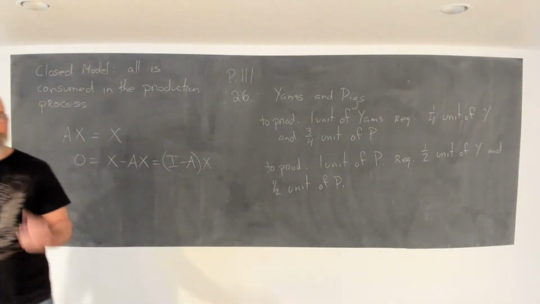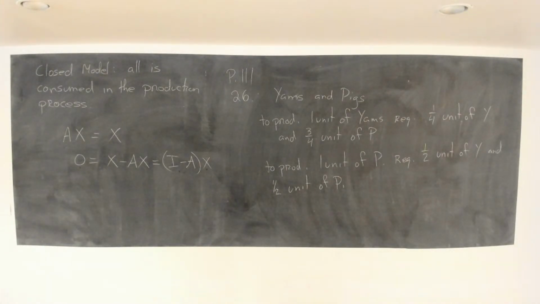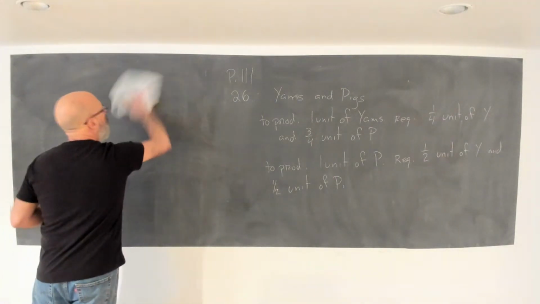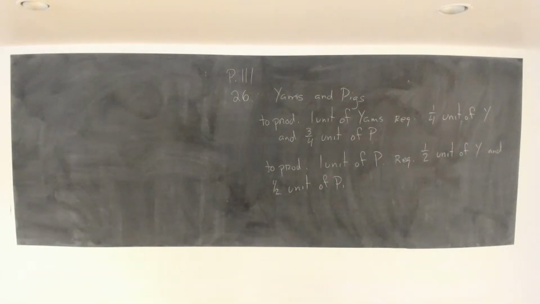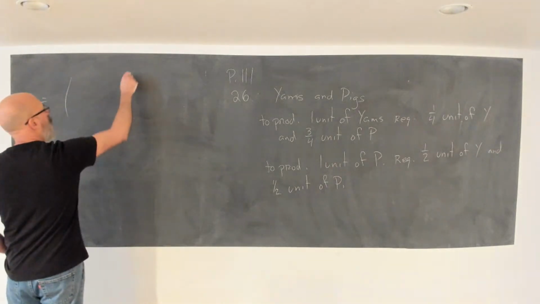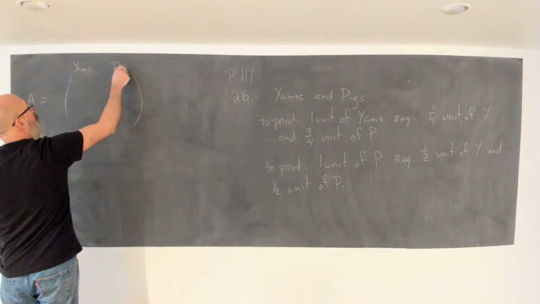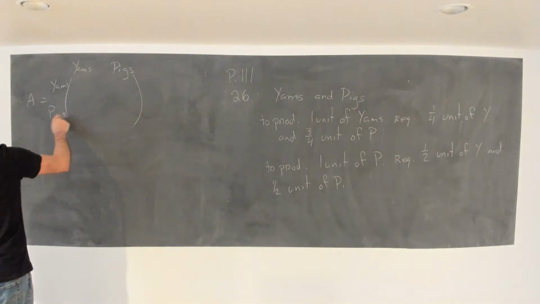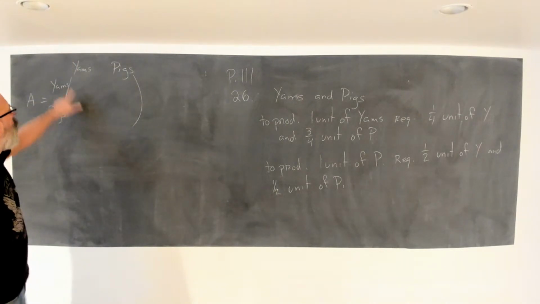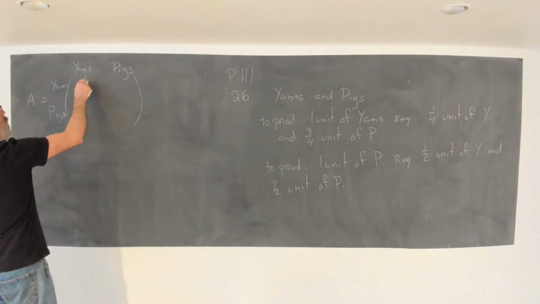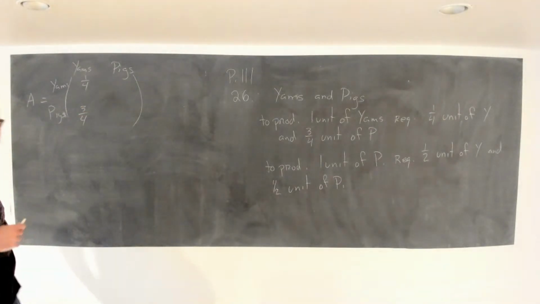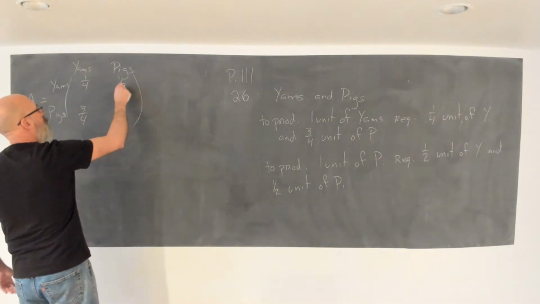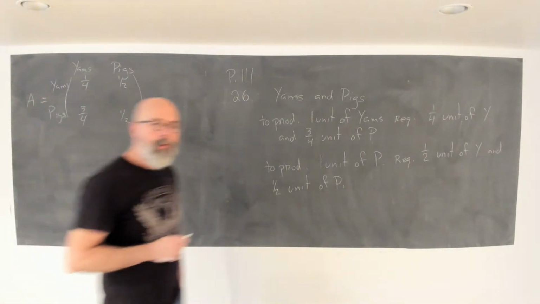First of all, let's write down the internal consumption matrix. If we call that matrix A. To produce 1 unit of yams requires a quarter of a unit of yams and 3/4 of a unit of pigs. Similarly, to produce 1 unit of pigs requires half a unit of yams and half a unit of pigs.